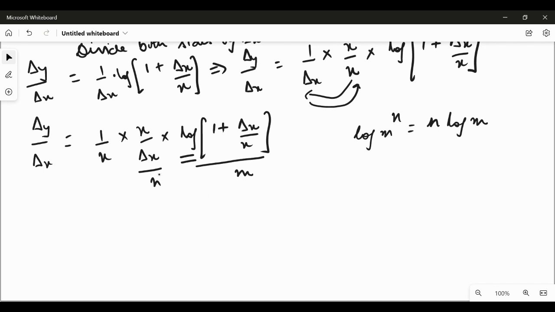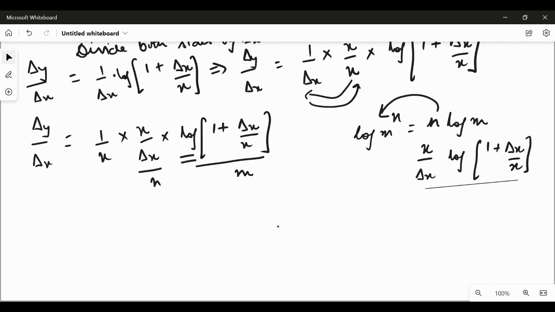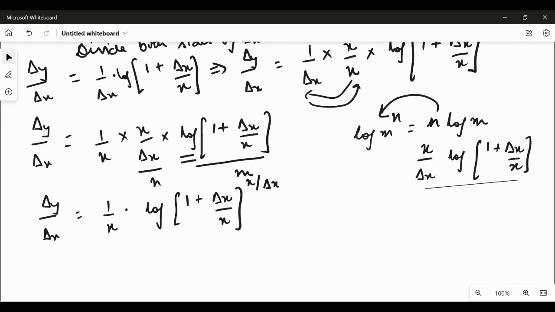Clear? And here we have this log, so n is x by delta x into log of 1 plus delta x upon x. So I can substitute this formula with this formula. Okay. So what does this mean? That I can write 1 by x into log of, what is m here? It is (1 plus delta x upon x) power x by delta x. Okay. So this is the thing. So I will get this value, right?